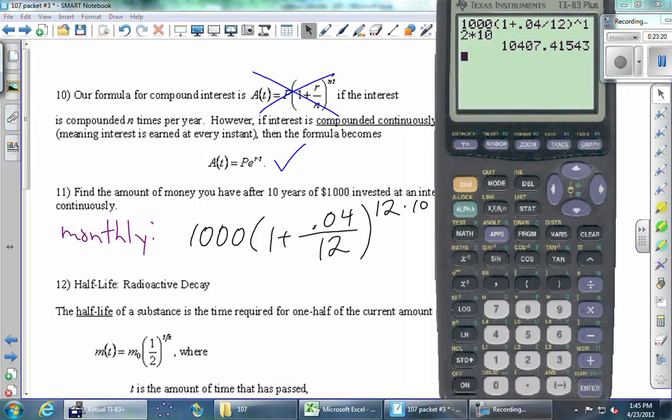Oh, look at 10,000. I'm so happy now. I have 10,000 in the bank. What did I do wrong, Connor? I tend to do that. Okay, so we're going to insert parentheses right there.